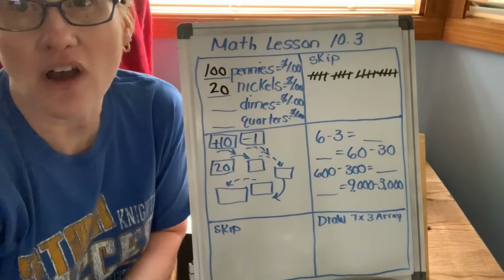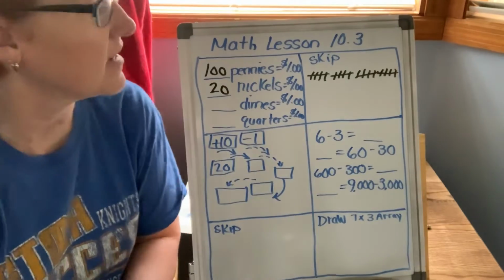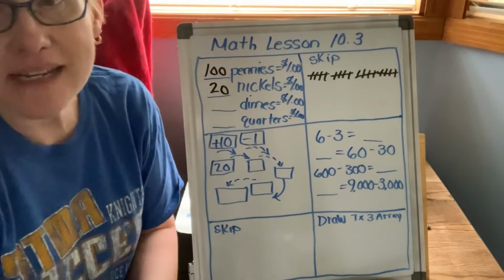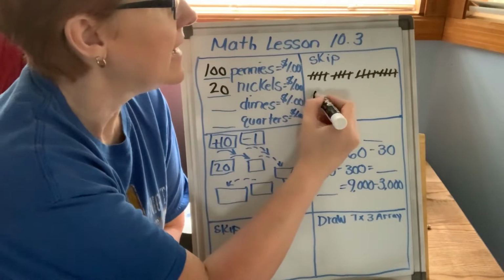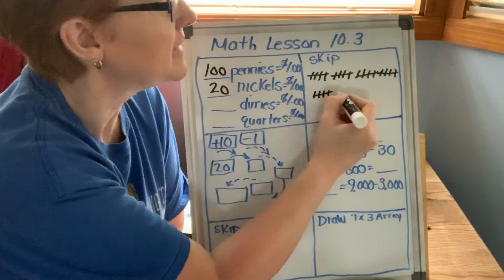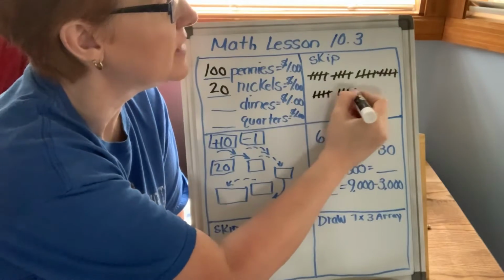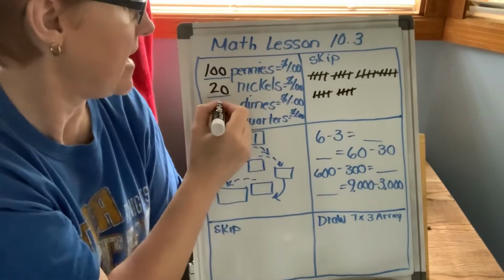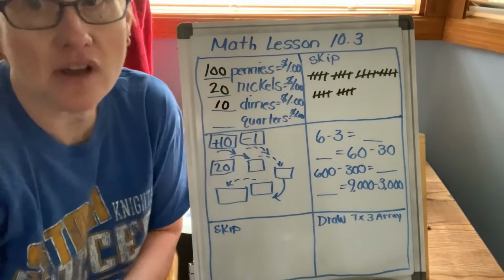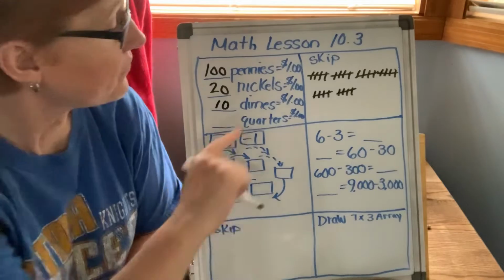So now you're going to figure out how many nickels there are for $3. Dimes, I'm going to do the same thing with tally marks. I know how to count by 10s. Ready? 10, 20, 30, 40, 50, 60, 70, 80, 90, 100. So you have 10 dimes in $1. So now how many do you have for $3?